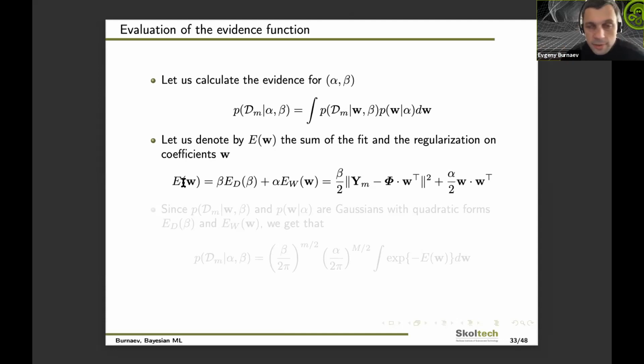Let's introduce the following notations. This is the function E of W, a quadratic form of W, and it is given by these two functions here. Unfortunately, there is a kind of misprint here, it should be W. So this is the sum of squared residuals, right? The difference between the output values and the linear predictions, and this is the L2 regularization.